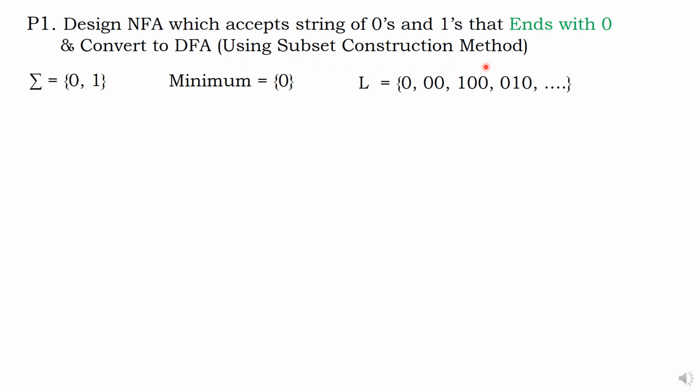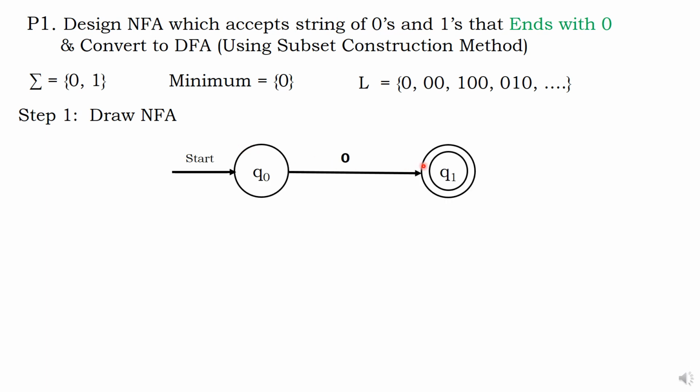Step 1. Define the minimum value, that is, ends with 0. Everywhere it is ending with 0. We are going to draw the NFA for that. So 1 0 is required. Since it ends with 0, the starting part can be anything, 0 or 1, anything.